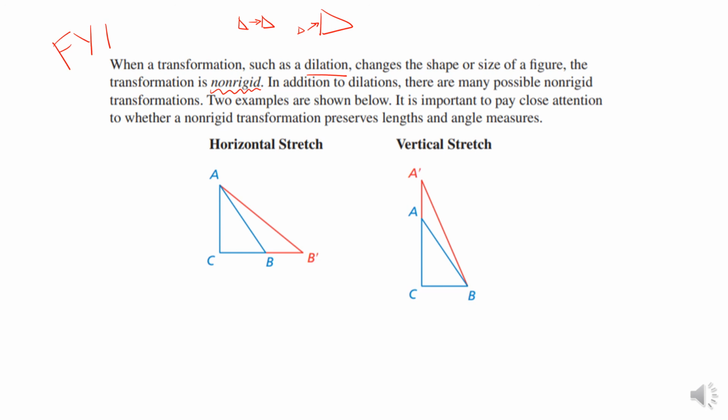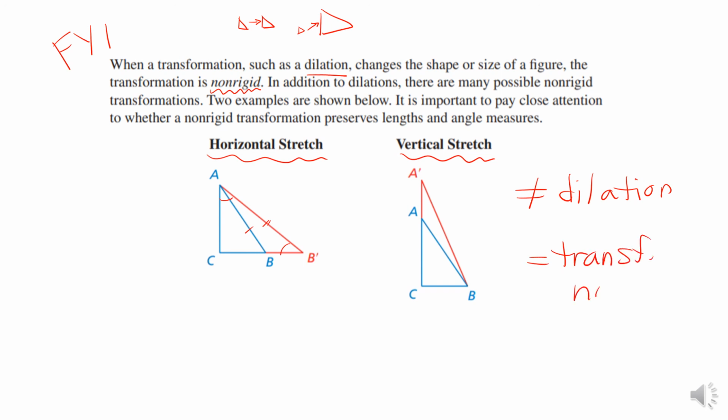So we've already learned about some of these when we did horizontal stretches and shrinks. But pay close attention to what information is changing here. When you're doing a horizontal stretch, you are changing angles, okay, which we did not change with a dilation, but we're also changing sides, okay? So be careful with that. So these are not dilations. These are stretches and shrinks. They are transformations, and they are non-rigid because the size or shape changes. Okay, and these are also non-rigid. Okay, so that's all for today.